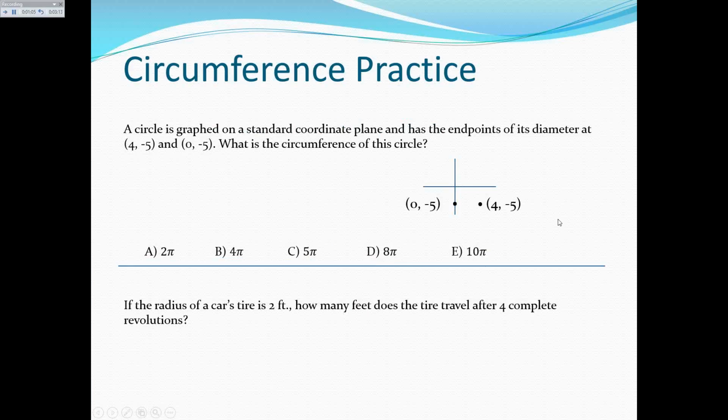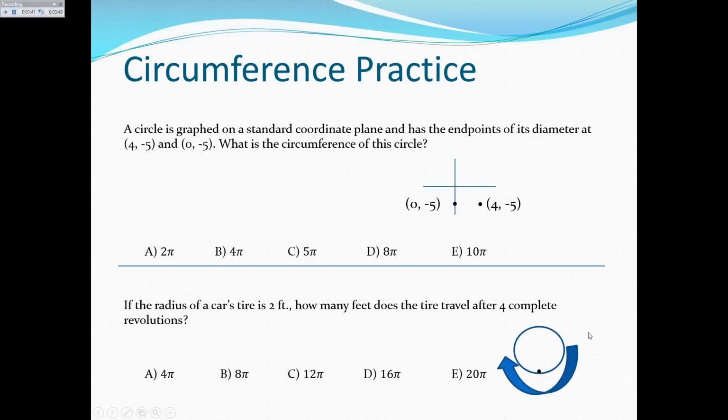Another one. If the radius of a car's tire is 2 feet, how many feet does the tire travel after 4 complete revolutions? Well, we've got a tire. And let's say this is the ground where it starts. And, of course, that tire is going to go around 4 different times, just like that. So, if we want to know how many feet it travels, you would need to know the circumference for 1, the circumference for 2, because it's going to be moving along, right? It goes along here, and here, and here, and here.